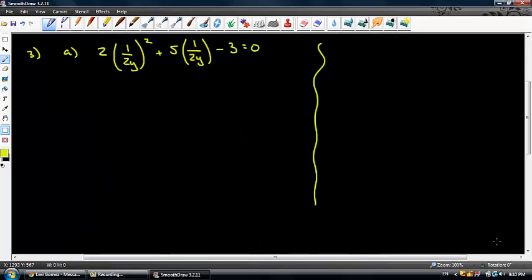All right, Lex, here comes number 3a. So we have 2 times this crazy thing squared plus 5 times the same crazy thing minus 3. So let's go and just put this into something that we kind of understand. If I said 2k squared plus 5k minus 3 equals 0, well, again, you probably wouldn't think twice as to how to solve this thing.